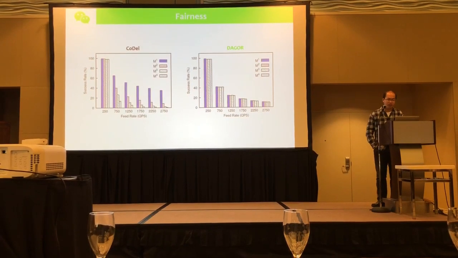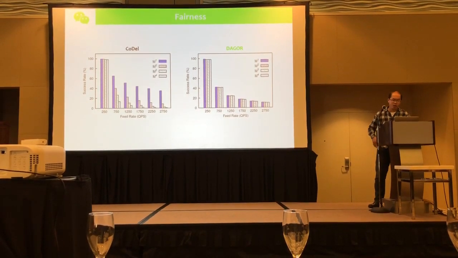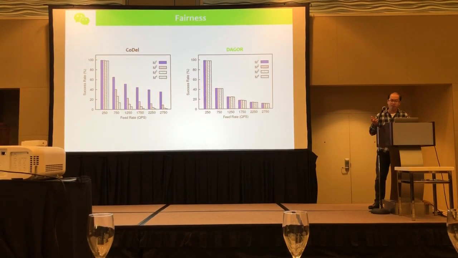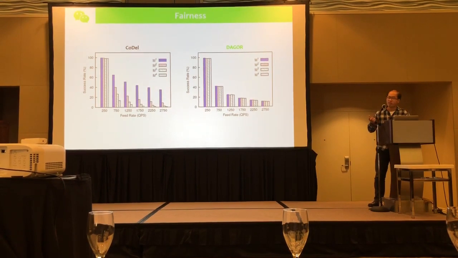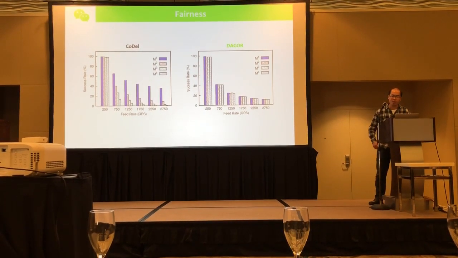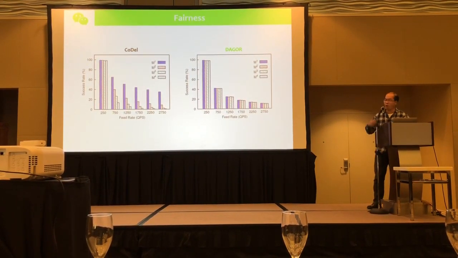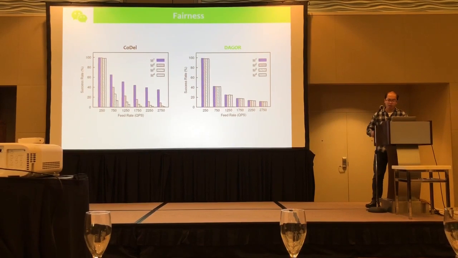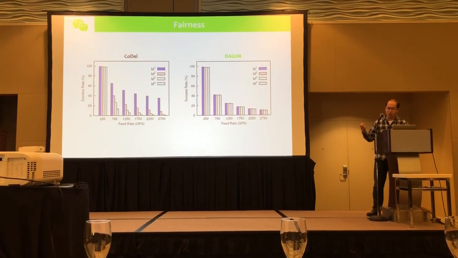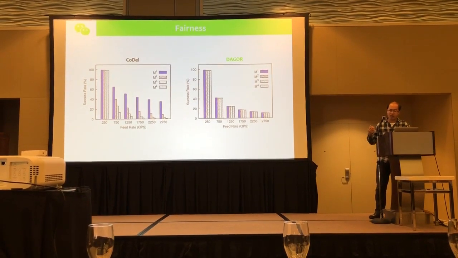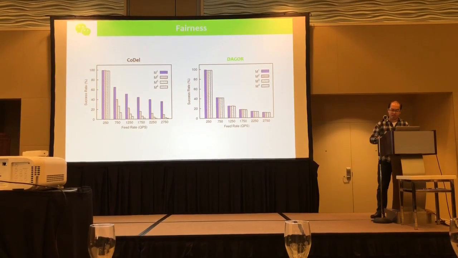So this is the last result. We compare the fairness of DAGOR against CoDel. We can see that CoDel only favors the simple scenario. Simple scenario means the M1. M1 means that it only calls the downstream service once, and M2 is twice, and so on and so forth. But for DAGOR, at any feed rate and any load situation, all the services get almost the same chance to be served.